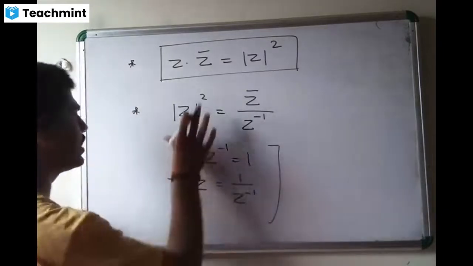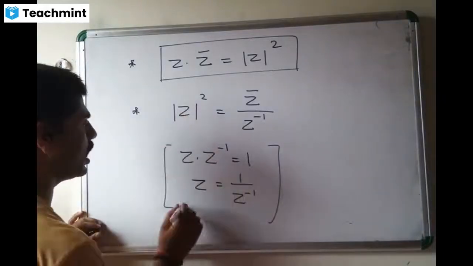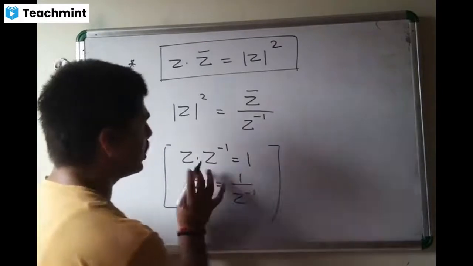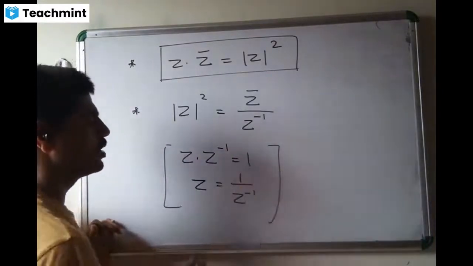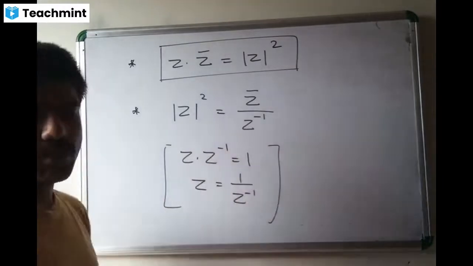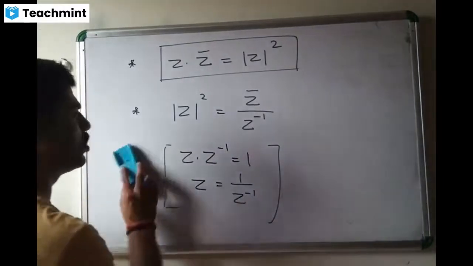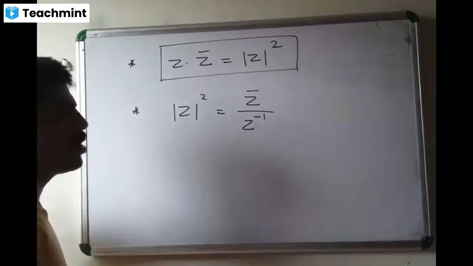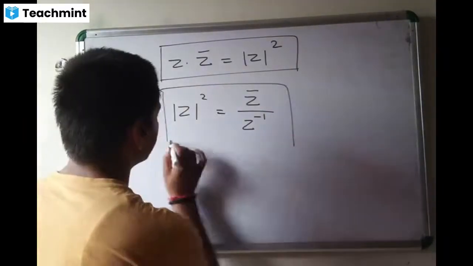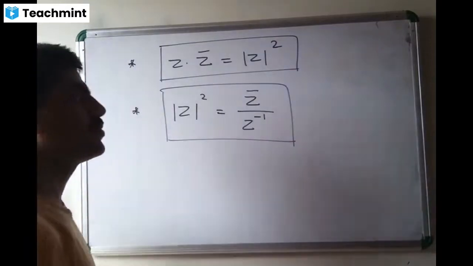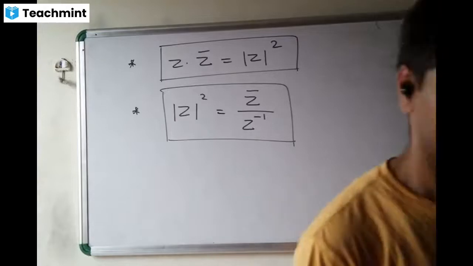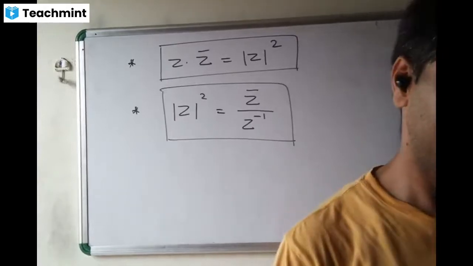Yes, sir. Of the multiplicative property, beta. I told you, to find the multiplicative inverse, Z into Z inverse is always equal to 1. So Z is equal to 1 upon Z inverse. So here you get one more relation between the multiplicative inverse, conjugate, and the modulus function. This is one more relation, isn't it?